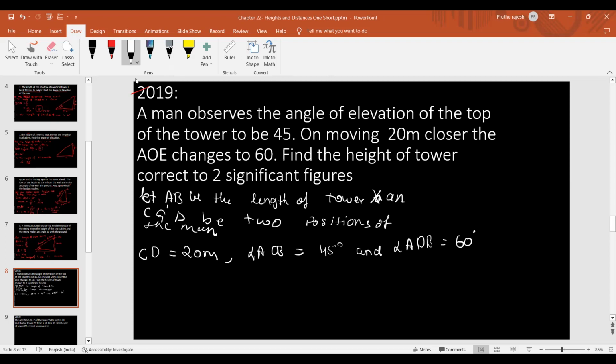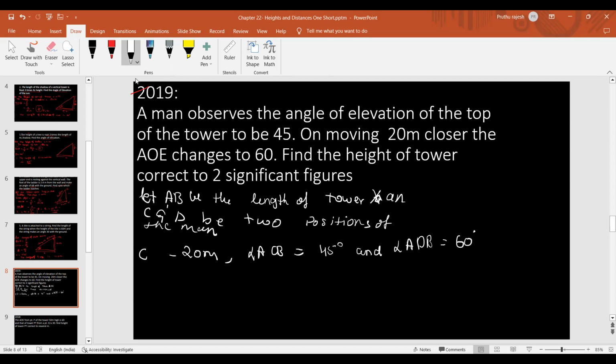Now, in this case, there's not one triangle to deal with. We have two triangles to deal with. So how do we do that? First, we have to consider one of the triangles, solve it, then come to the other, solve that, and then figure the value out. So let us see how it is done.